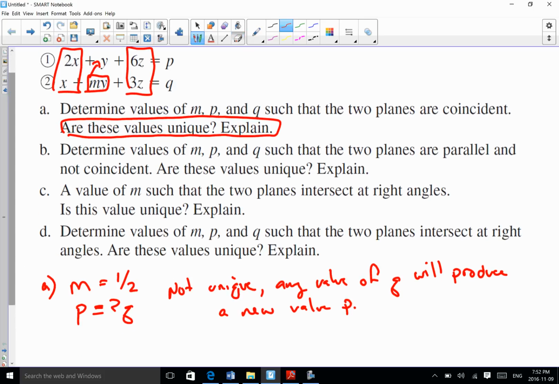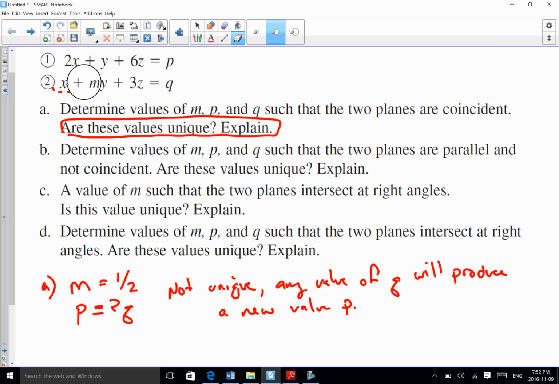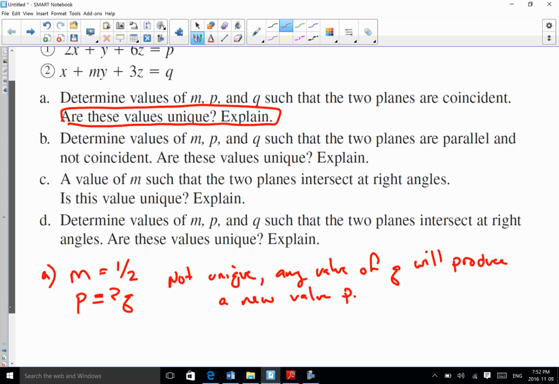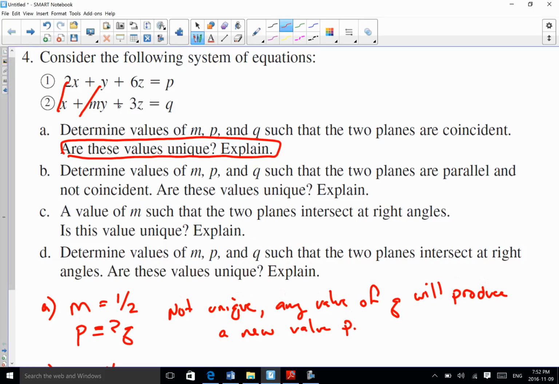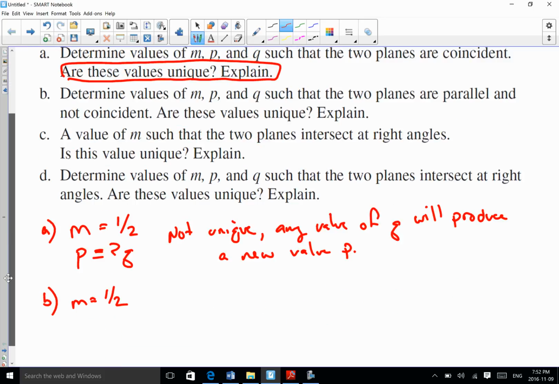Okay, let's look at letter B. Just get rid of this piece. Determine values m, n, and p such that two planes are parallel and not coincident. So again, I need my normals to be scalar multiples. So for part B, m still has to be 1/2. I need the double relationship to happen between these pieces, and these pieces. But I do not want the doubling to happen between p and q. So p cannot equal 2q.